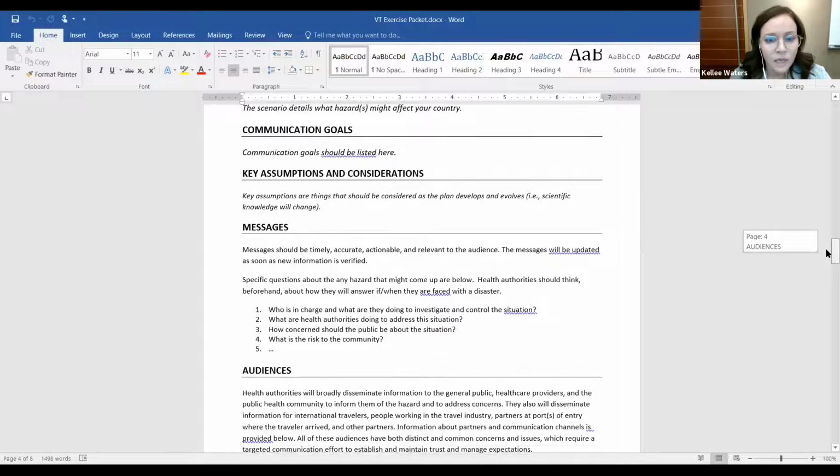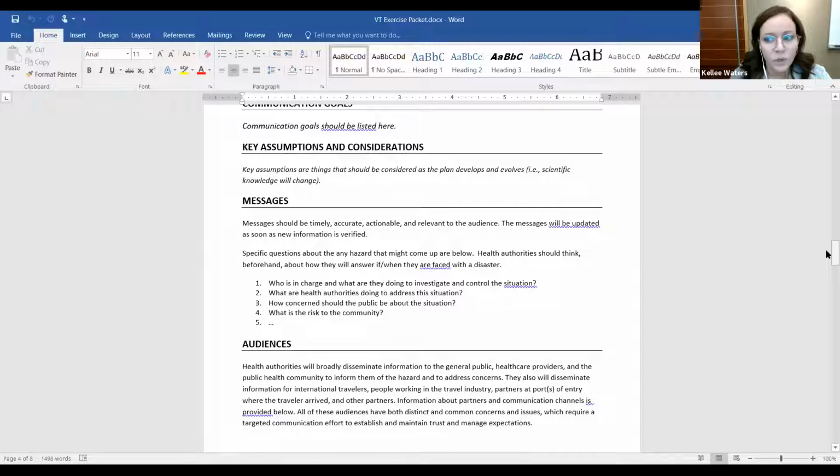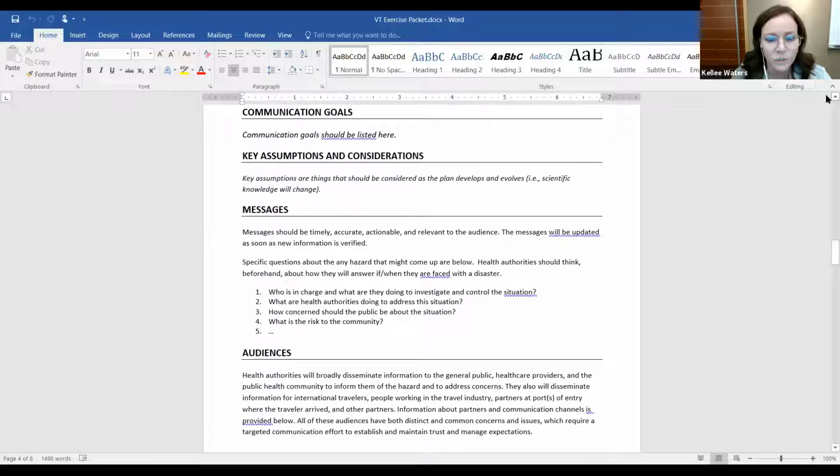Communication goals, again, those are what you're after. Those are the actions that you want to promote. So your communication should always really be promoting action, and you can list those there. The key assumptions, again, right there is where you want to list things that you already know and things that you have. So the resources and things that are available to you.